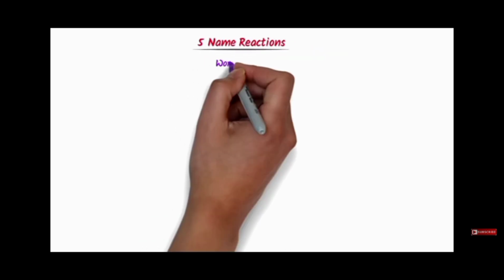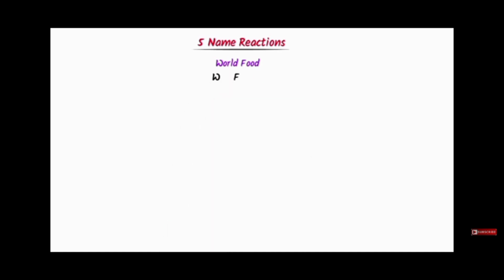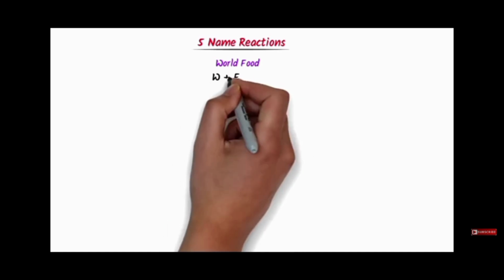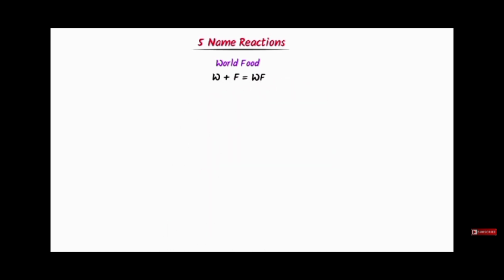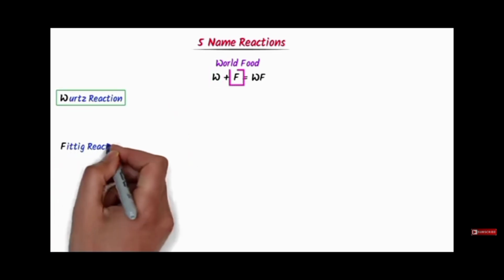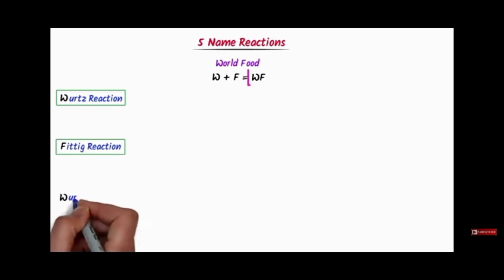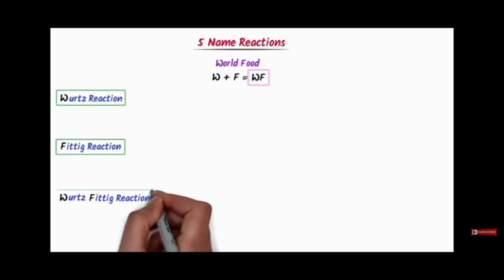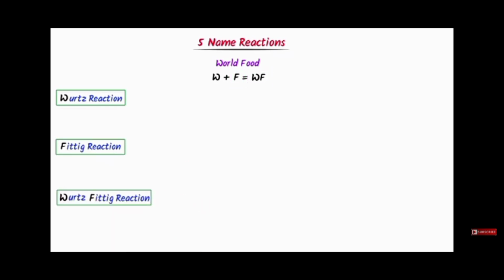I write word food, or WF. I add W plus F, which is WF. Now listen carefully. This W stands for Wurtz reaction, this F stands for Fittig reaction, and this WF stands for Wurtz-Fittig reaction. Now think about a very unique girl in your school or college.